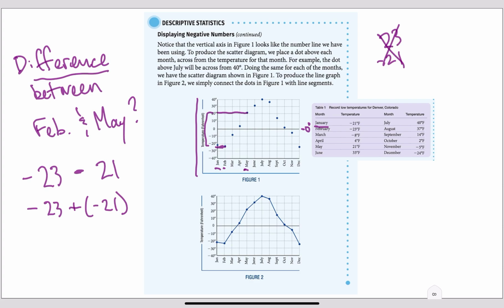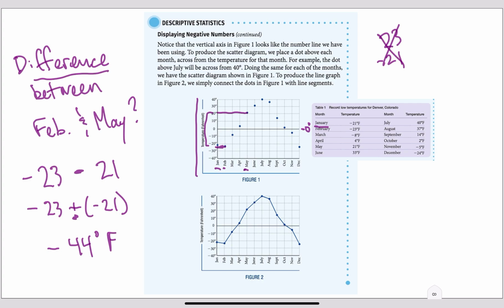And so writing it like this can sometimes be clearer. I start at negative 23, and then I go to the left 21 more. So I'm actually making a bigger negative number. I'm adding two negatives, so I'm going to stay negative because I'm combining the two numbers. So 23 and 21 makes 44. So it was actually 44 degrees Fahrenheit difference between February and May.